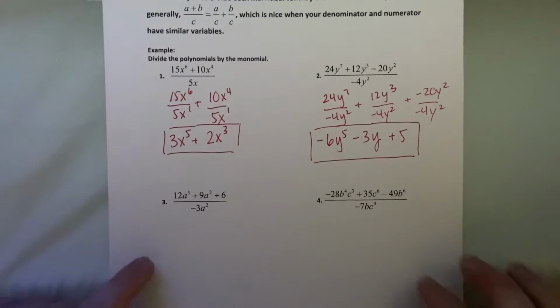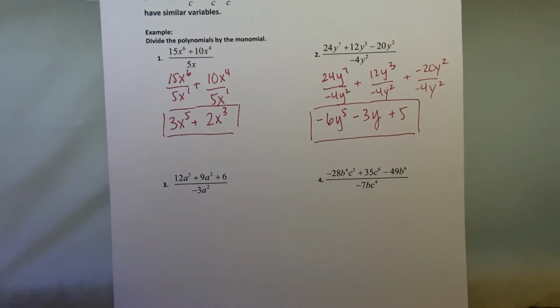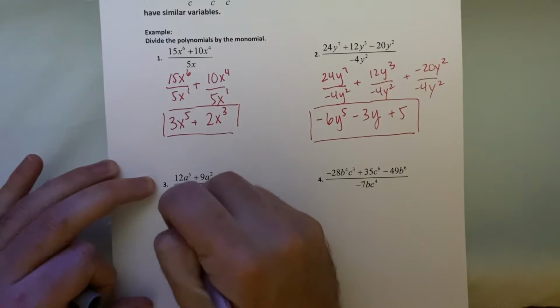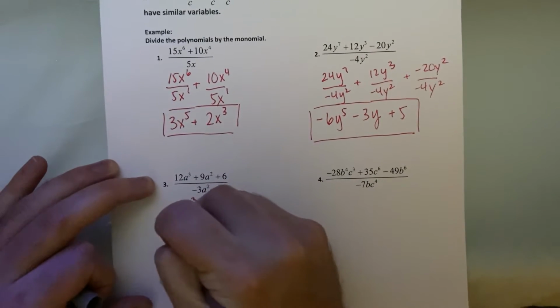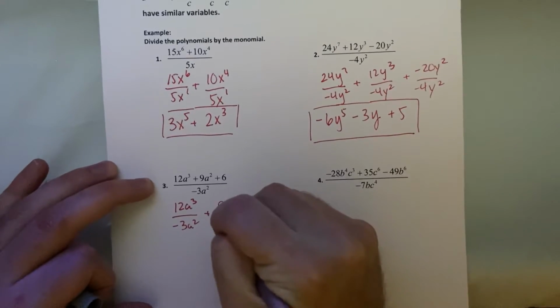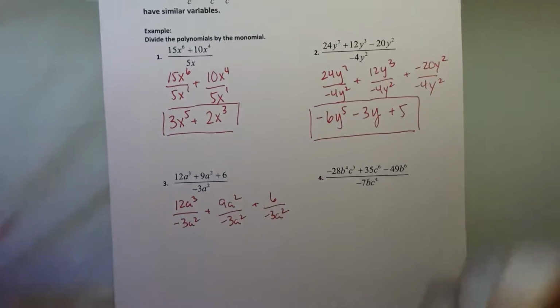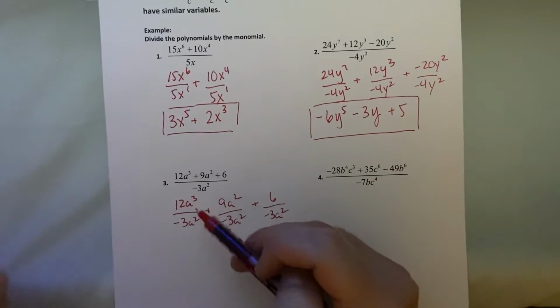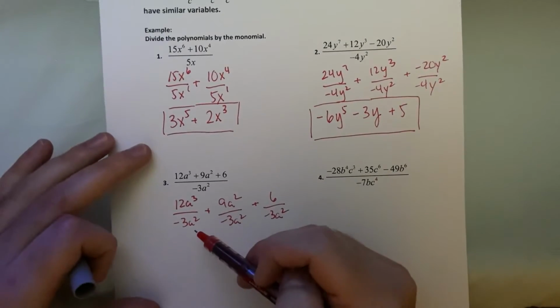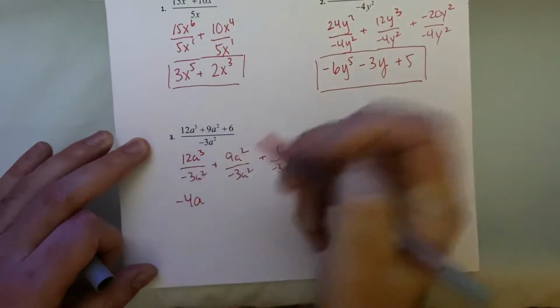Actually, let's do number 3. 12a cubed plus 9a squared plus 6 over negative 3a squared. So again, everything gets its own fraction. Okay, so 12a cubed divided by negative 3a squared would be negative 4a.